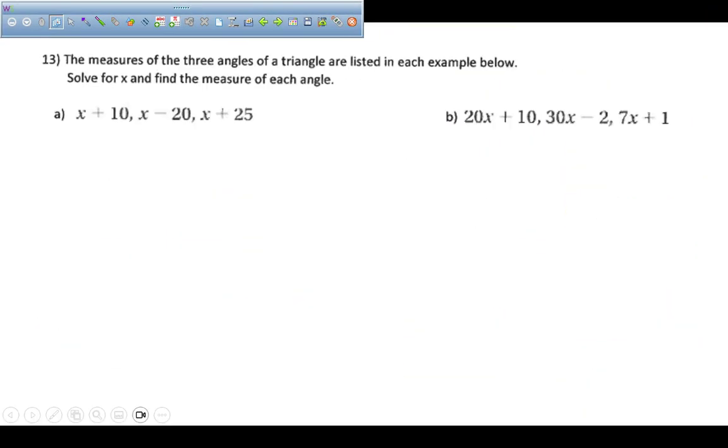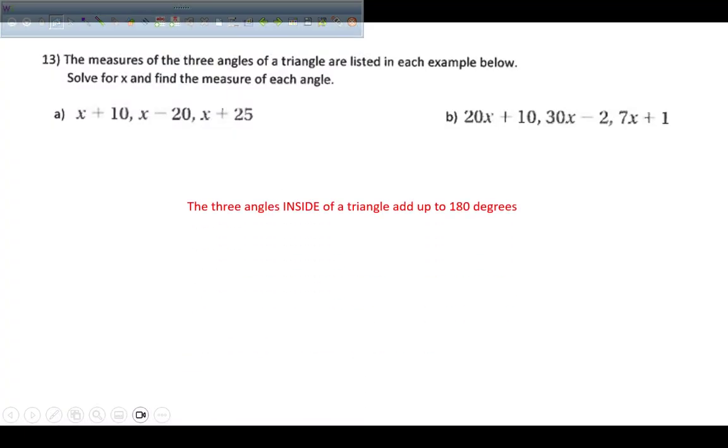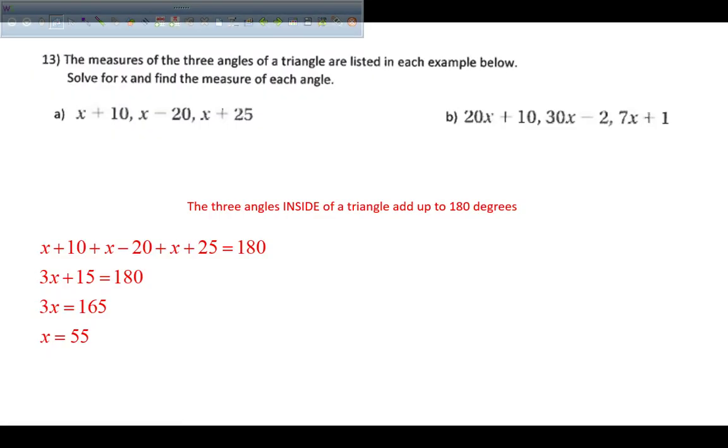All right, the measures of the three angles of a triangle are listed in each example below. Solve for x and find the measure of each angle. These are the three angles of a triangle. The three angles of a triangle add up to 180. So I'm going to take each equation and add them together to set them equal to 180. When I combined like terms, I got 3x and 15. And I just worked my way through the problem to get x is 55.